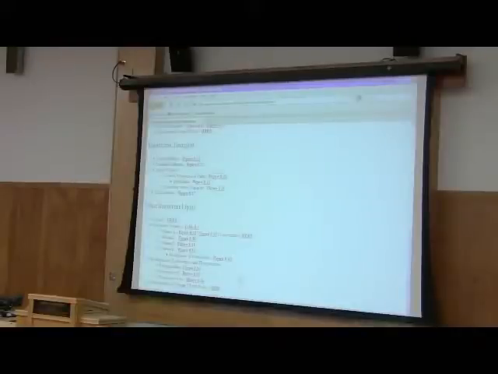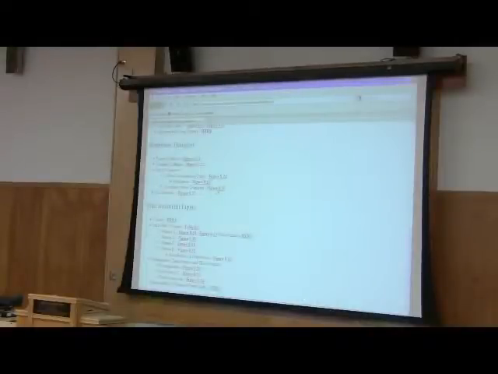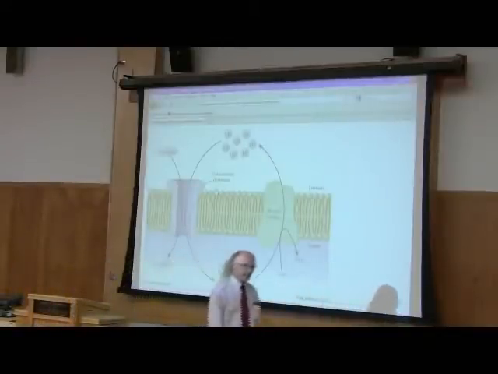Another type of transport does not involve ATP. Actually, the mechanism, we're not going to worry about that. It does not involve ATP as an energy source. It's something that uses what's called a secondary energy source. Okay? A secondary energy source.